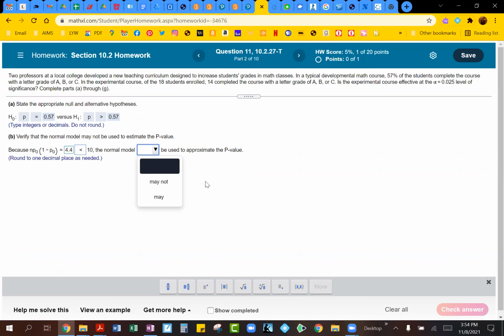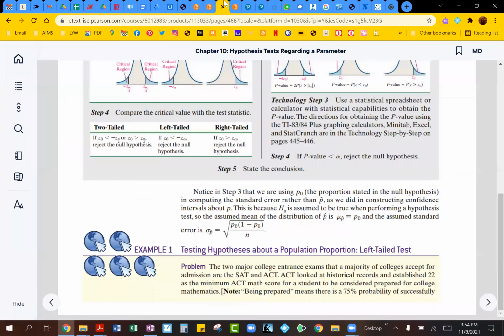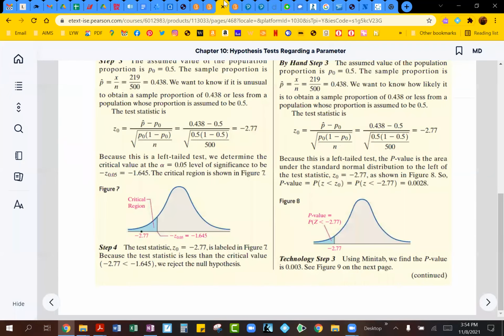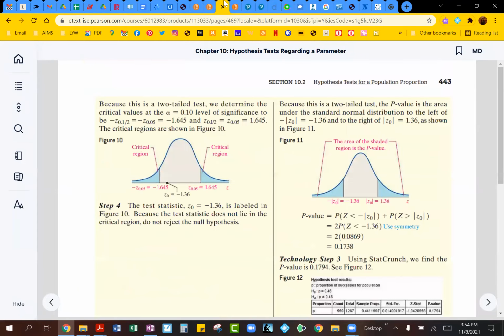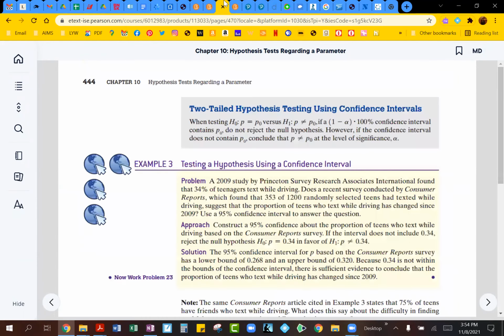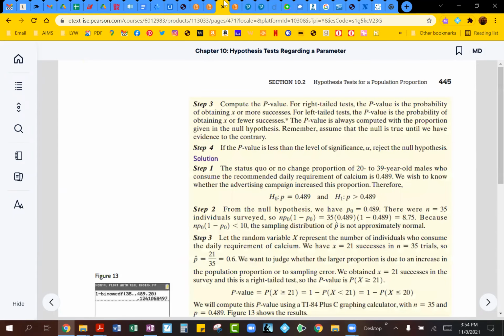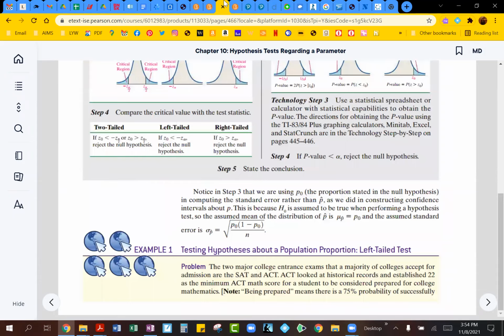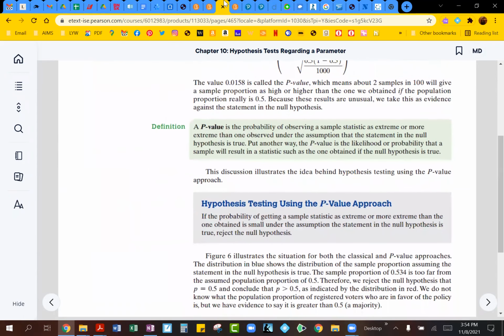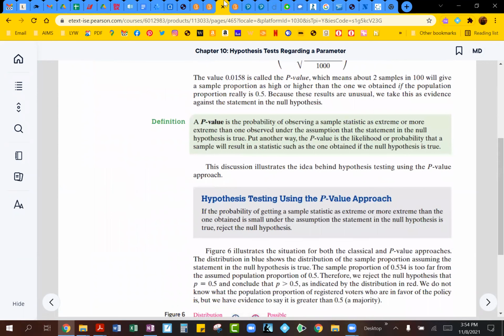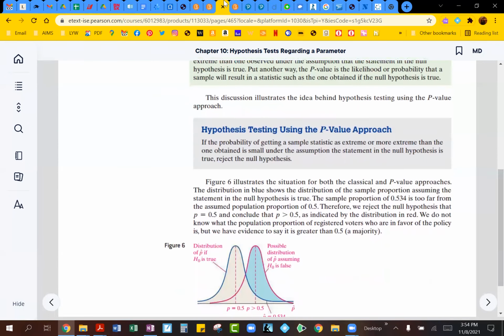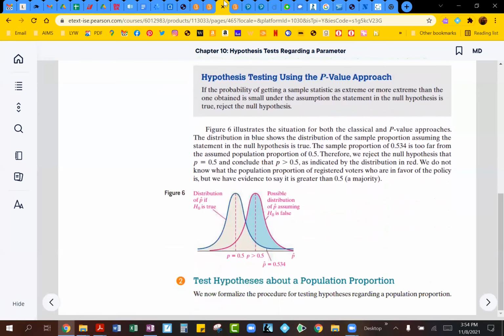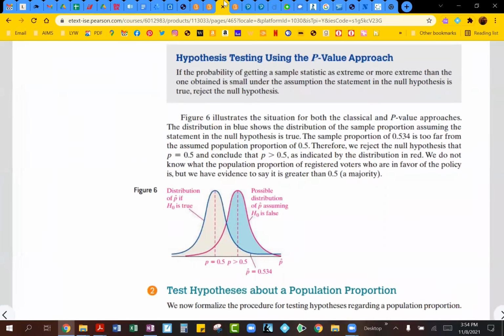So they're not really telling us anything in terms of the normal model over here. Let's get into our textbook here. I would have to say no, we cannot use the normal model since they're not really giving us. And there's our little p-value here. Trying to find where it tells us about.